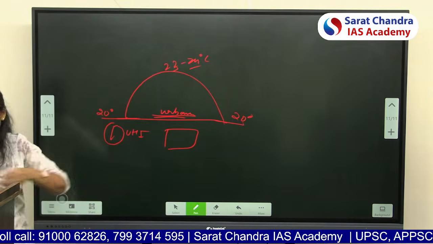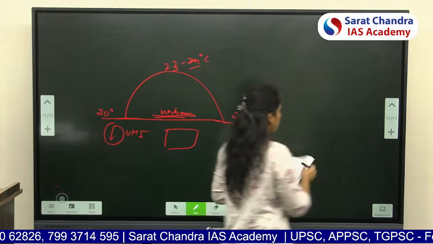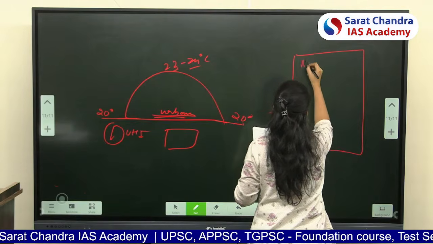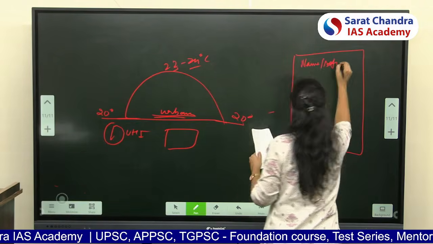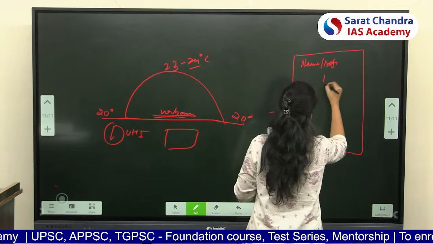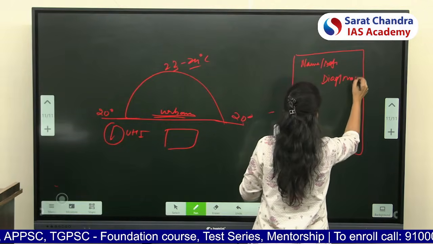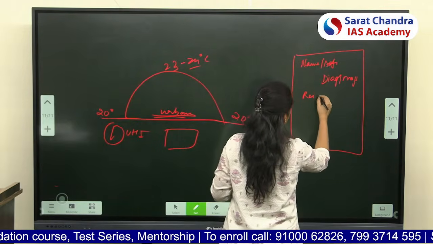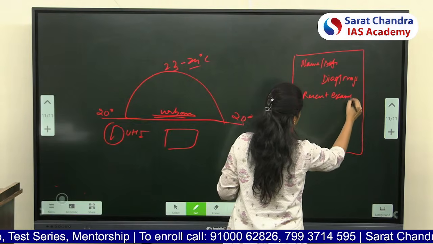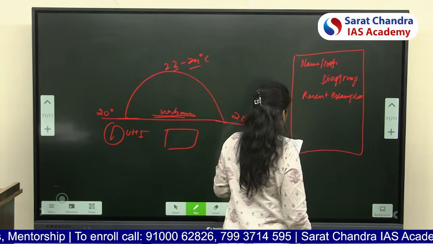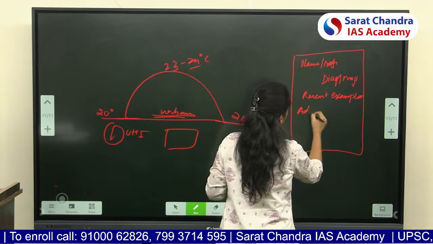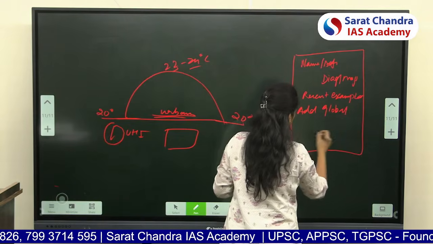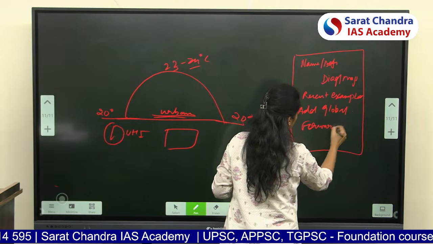If I make the basic framework for all the answers of climatology, what will that framework be? First of all, the name or definition of the phenomenon, you have to describe it. After that you will make the diagram or map. Here you have to add recent examples. After that, relate it with any global phenomenon, and finally a forward-looking conclusion.